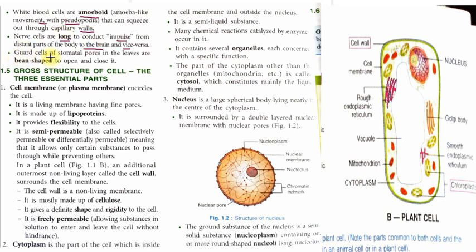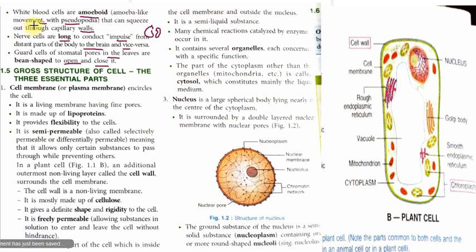In the same way, guard cells of stomatal pores in the leaves of plants are bean shaped to open and close it, right? Bean shape like this, to open and close it. So you have seen, they have acquired structures according to their functions, right?